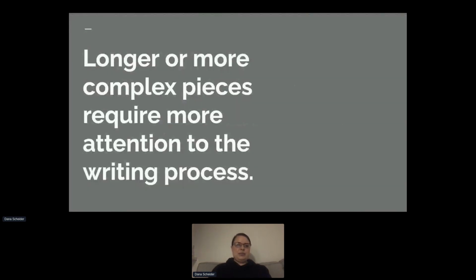Longer or more complex pieces are always going to require more attention to the writing process. You're not necessarily going to do a whole pre-writing phase every time you write a commit message, but for longer pieces, it's really useful, especially for documentation. It's really useful to kind of go through this process.